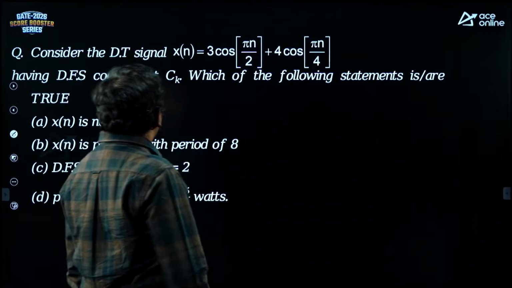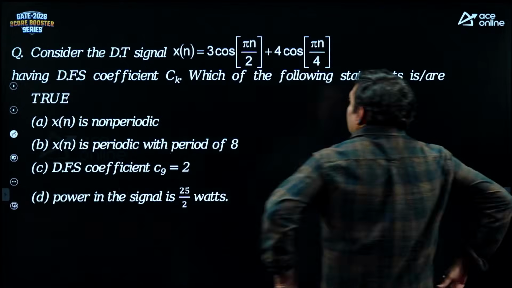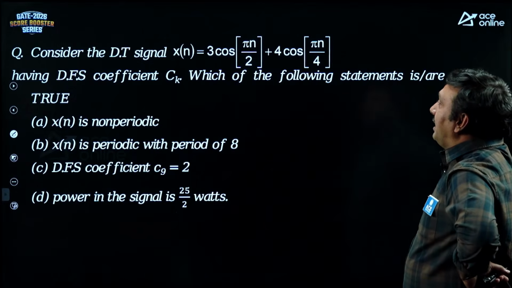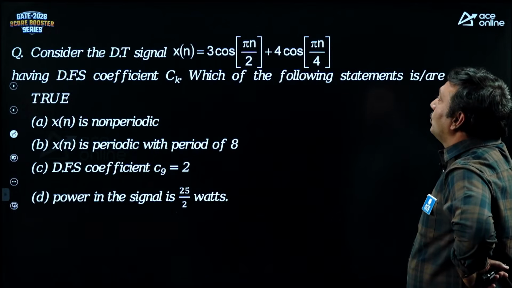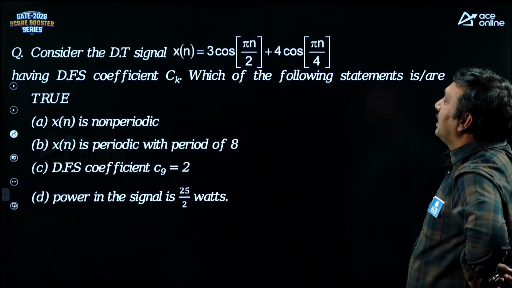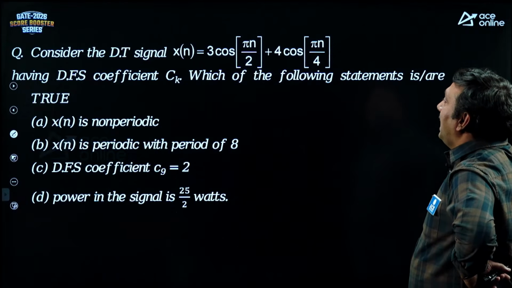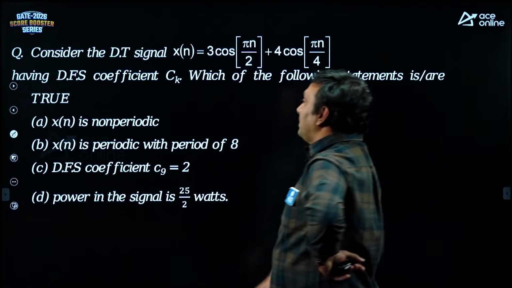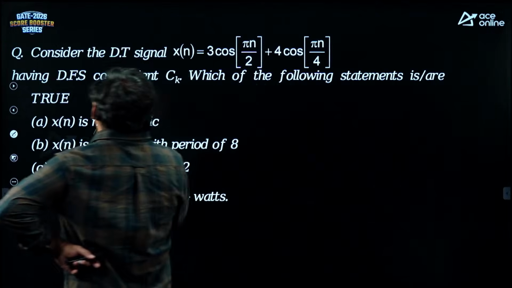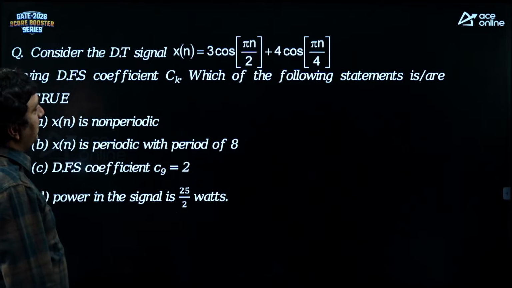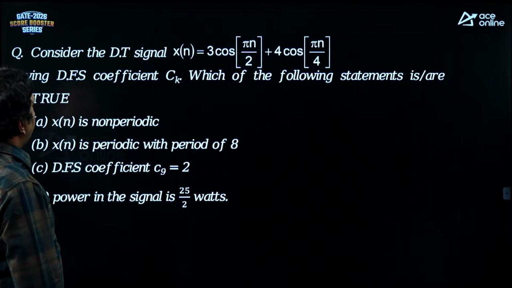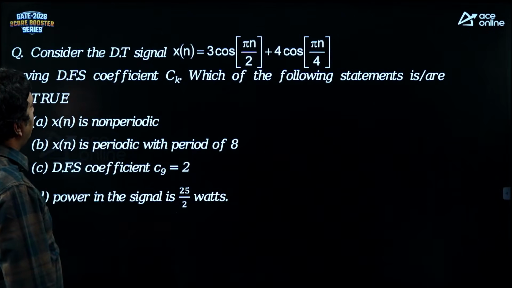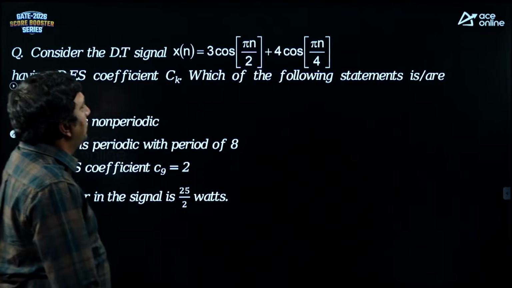Let us observe this model. Consider the discrete time signal x of n equals 3 cos pi n by 2 plus 4 cos pi n by 4, having the discrete Fourier series coefficient ck. Which of the given statements are true? The first option states that it is non-periodic. The second option states it is periodic with a period of 8. Let us verify that point.